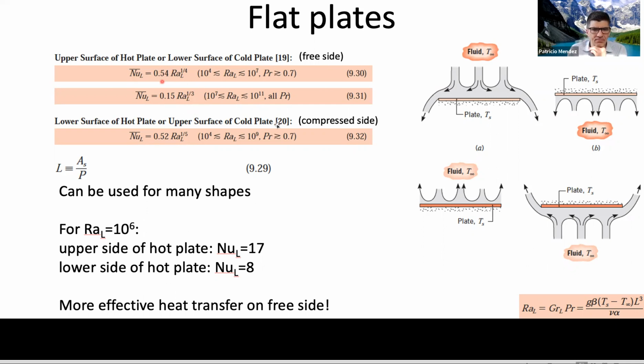And the Rayleigh is based on L. So say we have a circular plate, that would be the diameter. But if we have a kind of random shape, then L is defined as the area divided by the perimeter. And with that, we can generalize for different shapes.